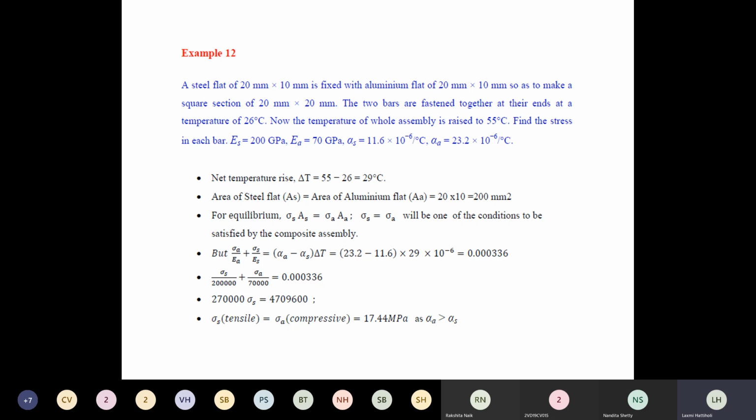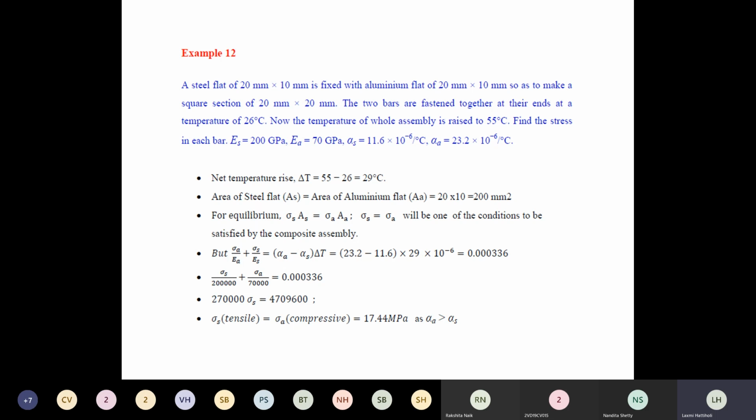A steel flat of 20 mm by 10 mm is fixed with an aluminium flat of 20 mm by 10 mm. So you have two flats now, or you can say two plates. The first is a steel plate, 20 mm by 10 mm, and the second one is aluminium, also 20 mm by 10 mm. So both the areas are the same. The only thing is, one is steel and the other is aluminium, and both are attached to each other.